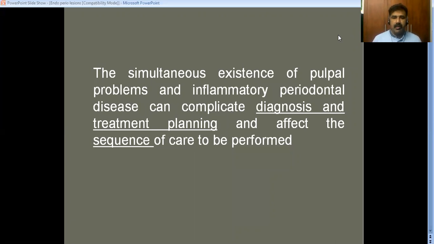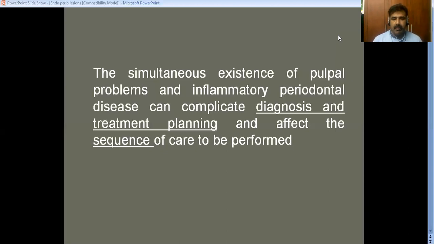So you think that, oh, this is an endodontic problem. You do a root canal treatment. You send the patient. Probably after a month or two, the patient comes back and says that he's got the same problem. Then you come to a dilemma. What have you missed? Probably the lesion would have been a periodontal lesion, and now you have done an endodontic treatment. The problem has not resolved.